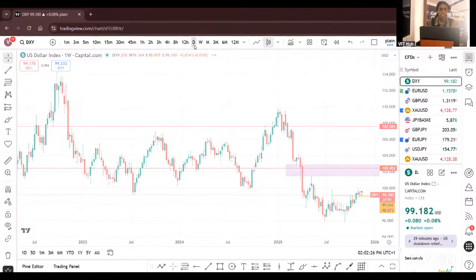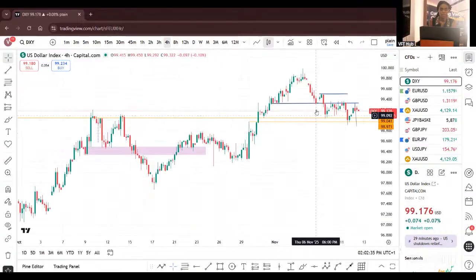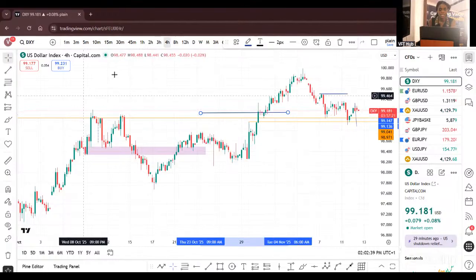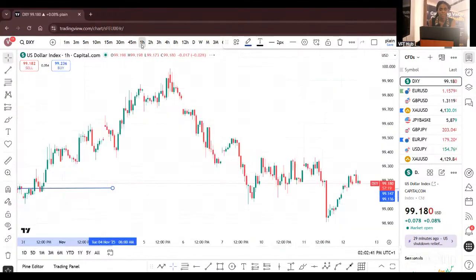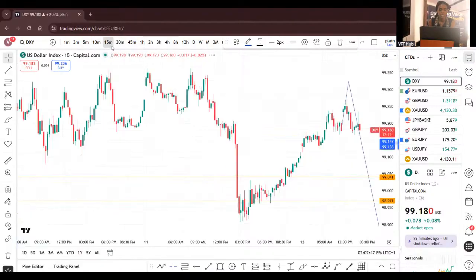And down to the daily time frame, we saw that structure is to the upside, right? And down to the 4-hour time frame, we saw that minor structure is to the downside right here. So after doing that, we were looking out for sell opportunities on the 15 minutes time frame. Let's see what we analyzed and what happened.